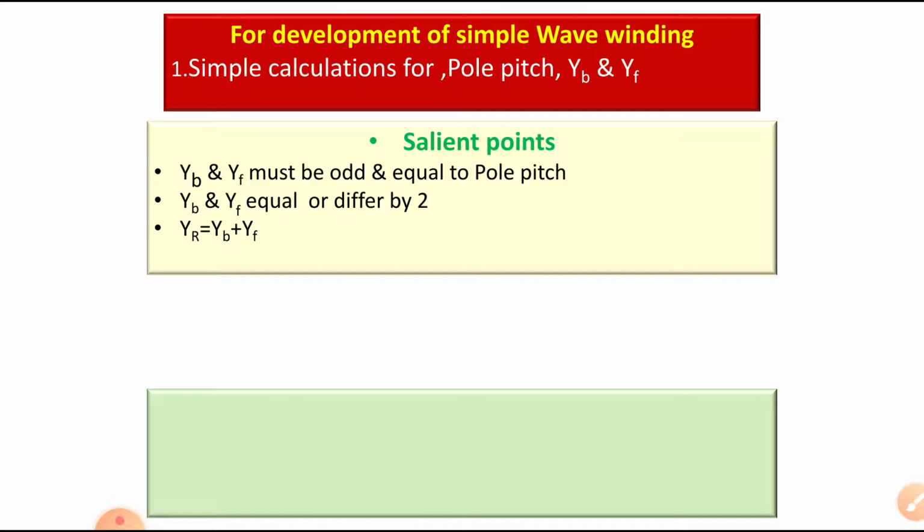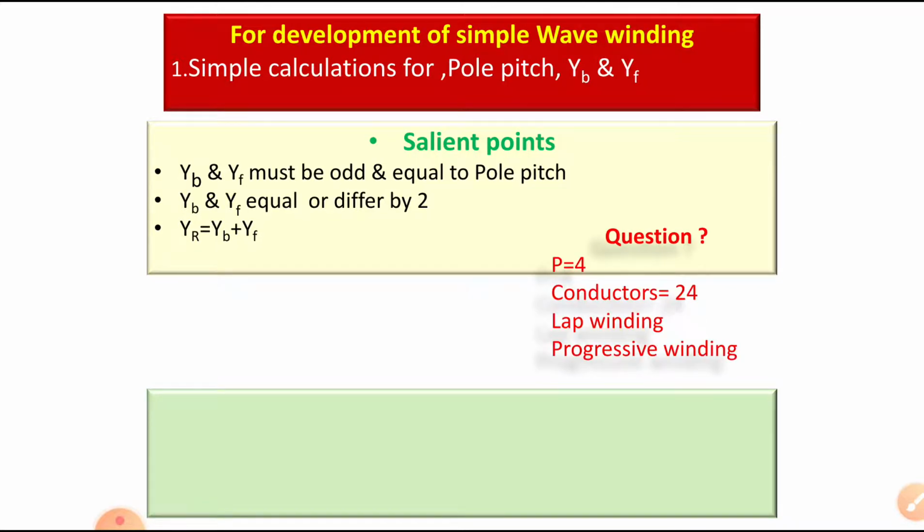And here the resultant pitch is equal to back pitch plus front pitch, whereas in lap winding the resultant pitch is called back pitch minus front pitch. Now, based on this, we are going to calculate. First, what is the pole pitch? For the simple calculations, we know the pole pitch is the total number of conductors divided by the number of poles.